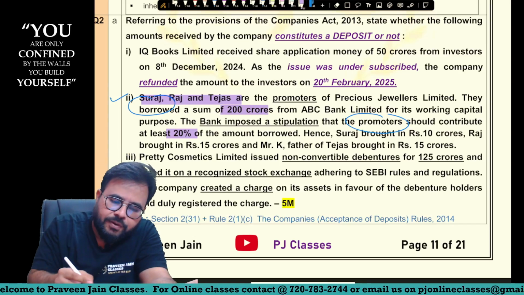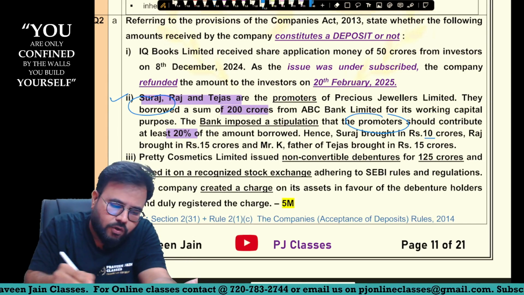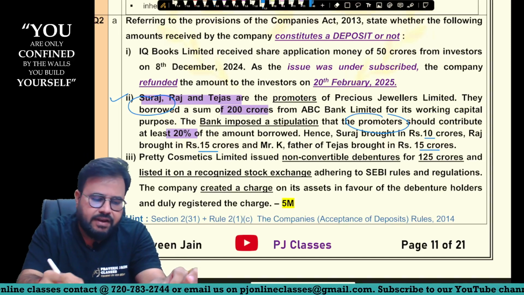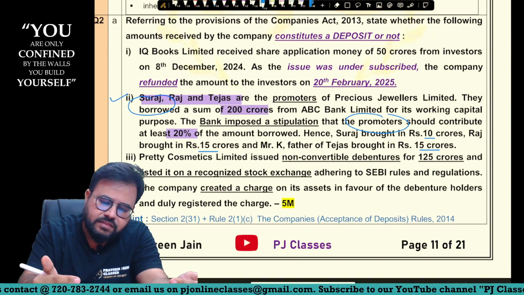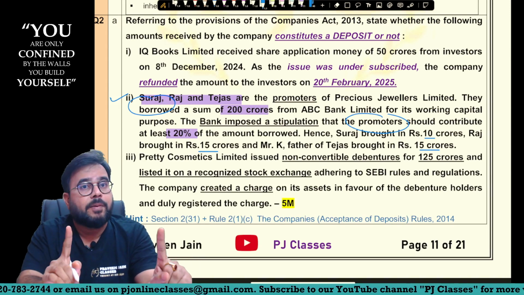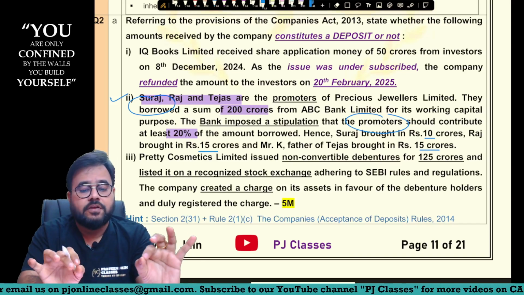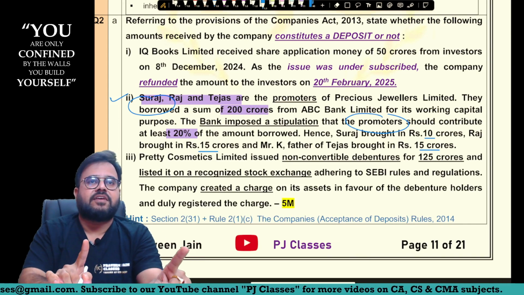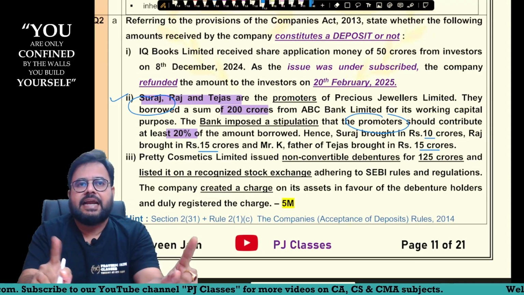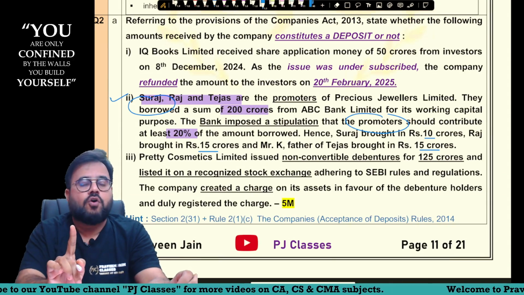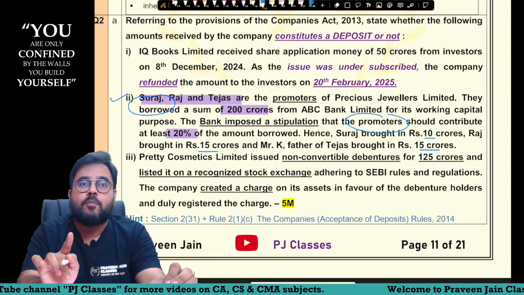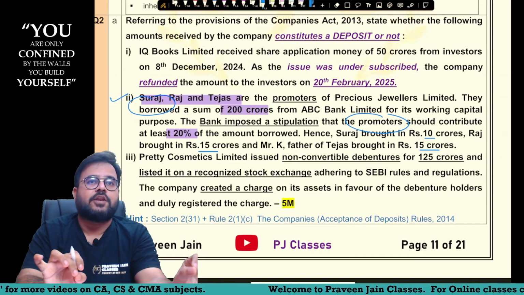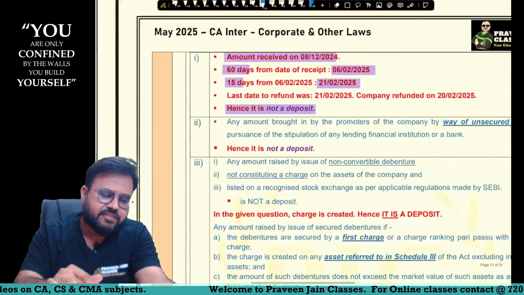These three promoters have to bring it, sir. The internal proportion could be 10 crores, 15 crores and 15 crores. Now the question is, is this 40 crores a deposit? The answer is no. Remember, a loan from the bank is not a deposit. A loan from promoters is generally a deposit, sir. But if the promoter has given this loan because the bank has put a condition, then it is not a deposit, sir. Provided the tenure of the promoters' loan should not be more than the tenure of the bank's loan. In other words, if the bank has given a loan for 5 years, the promoters' tenure should also be 5 years. It should not be more than 5 years, sir. And that is the logic, sir.